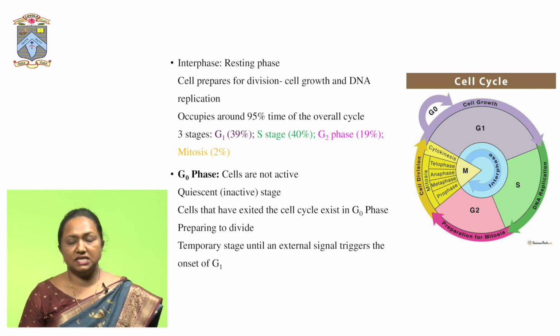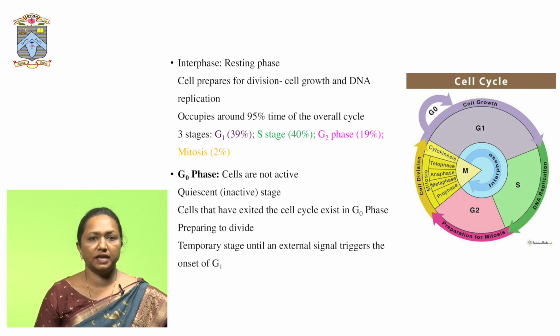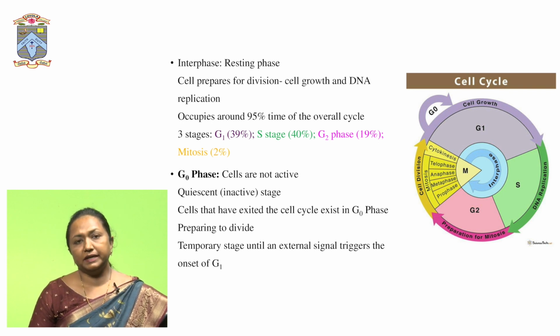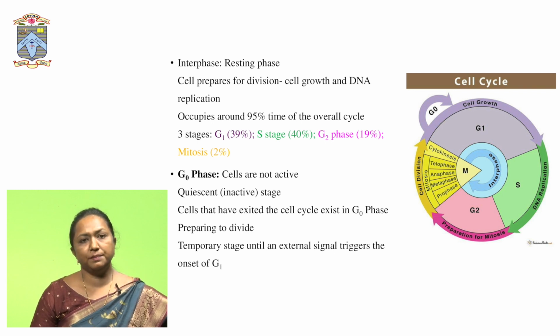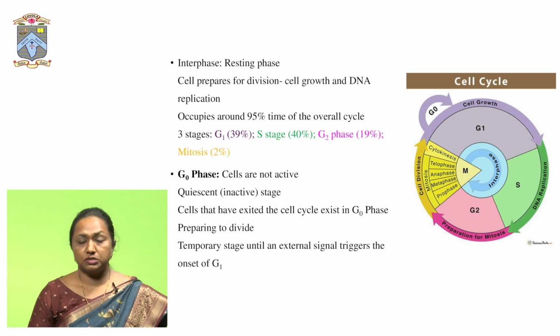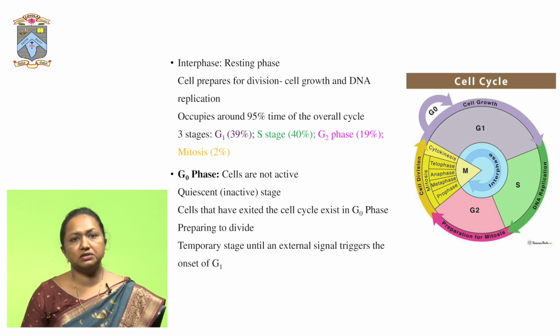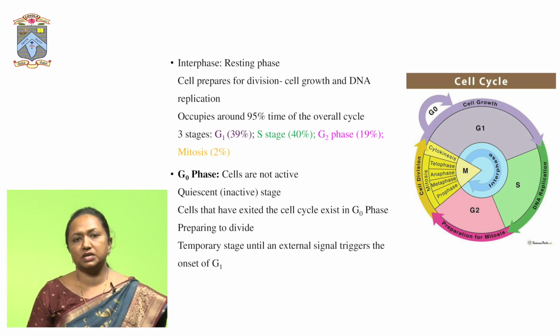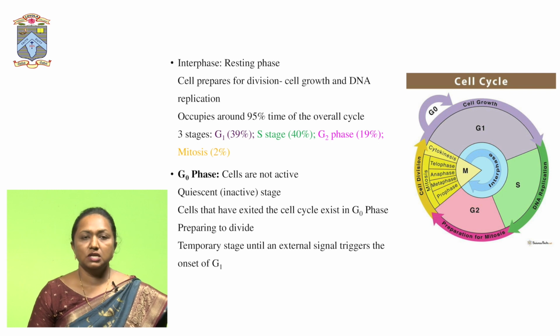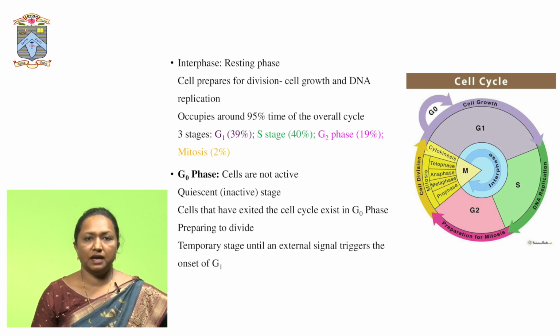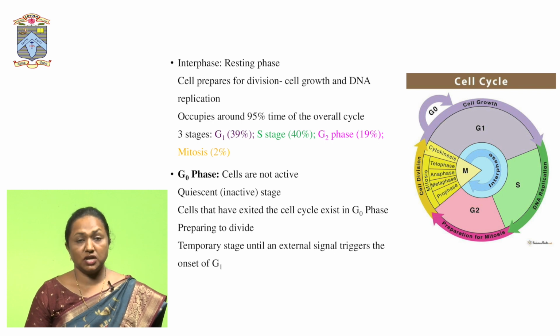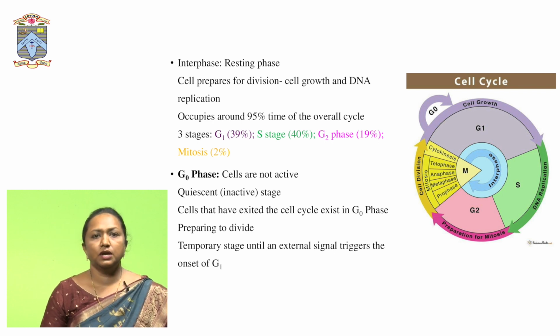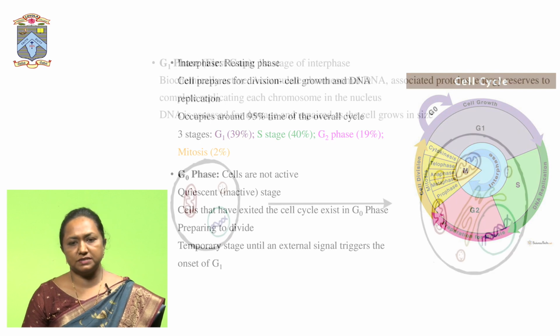The G0 phase is the initial phase when the cell actually enters into the cell cycle. It can be called or defined as an inactive or quiescent stage. The cells which have completed one round of cell cycle are considered to be staying in the G0 phase. G0 is the preceding phase for the cells which are going to enter into the G1 phase. So the cells which are in this stage are temporarily in this particular stage until an external signal triggers them to enter into the G1 phase.